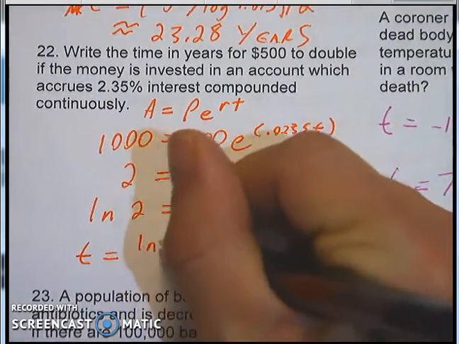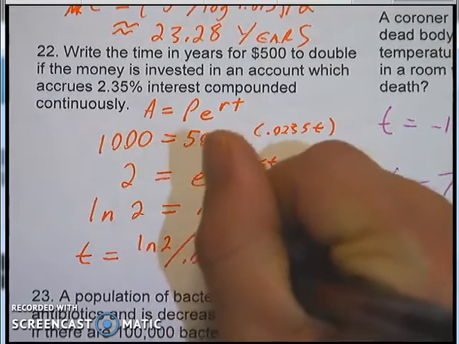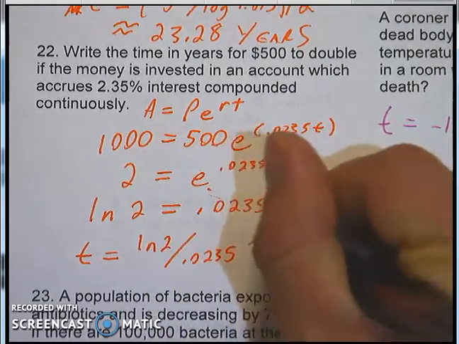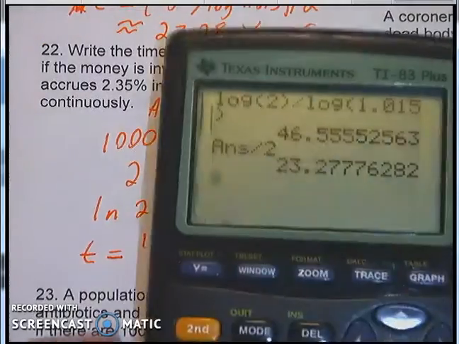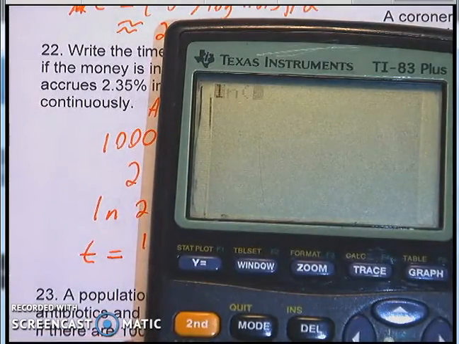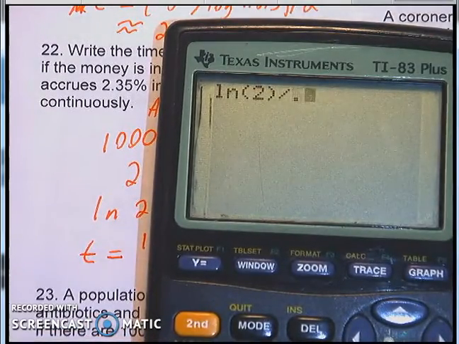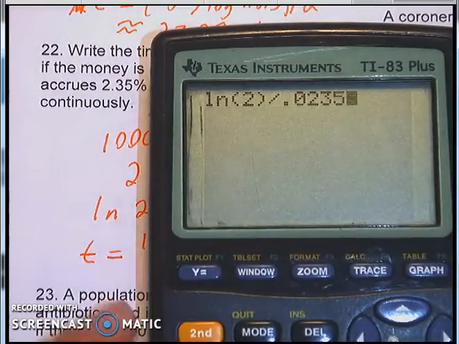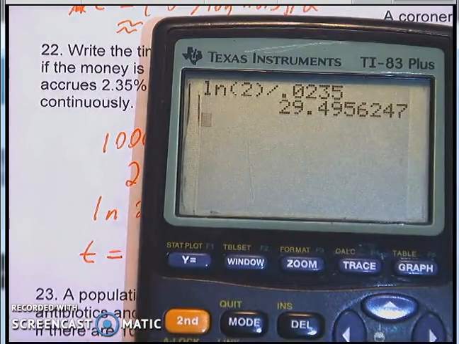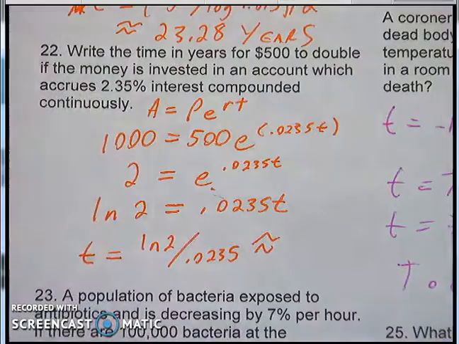t equals the natural log of 2 divided by 0.0235, which is just about, let's see here, natural log of 2 divided by 0.0235, 29.5 years.